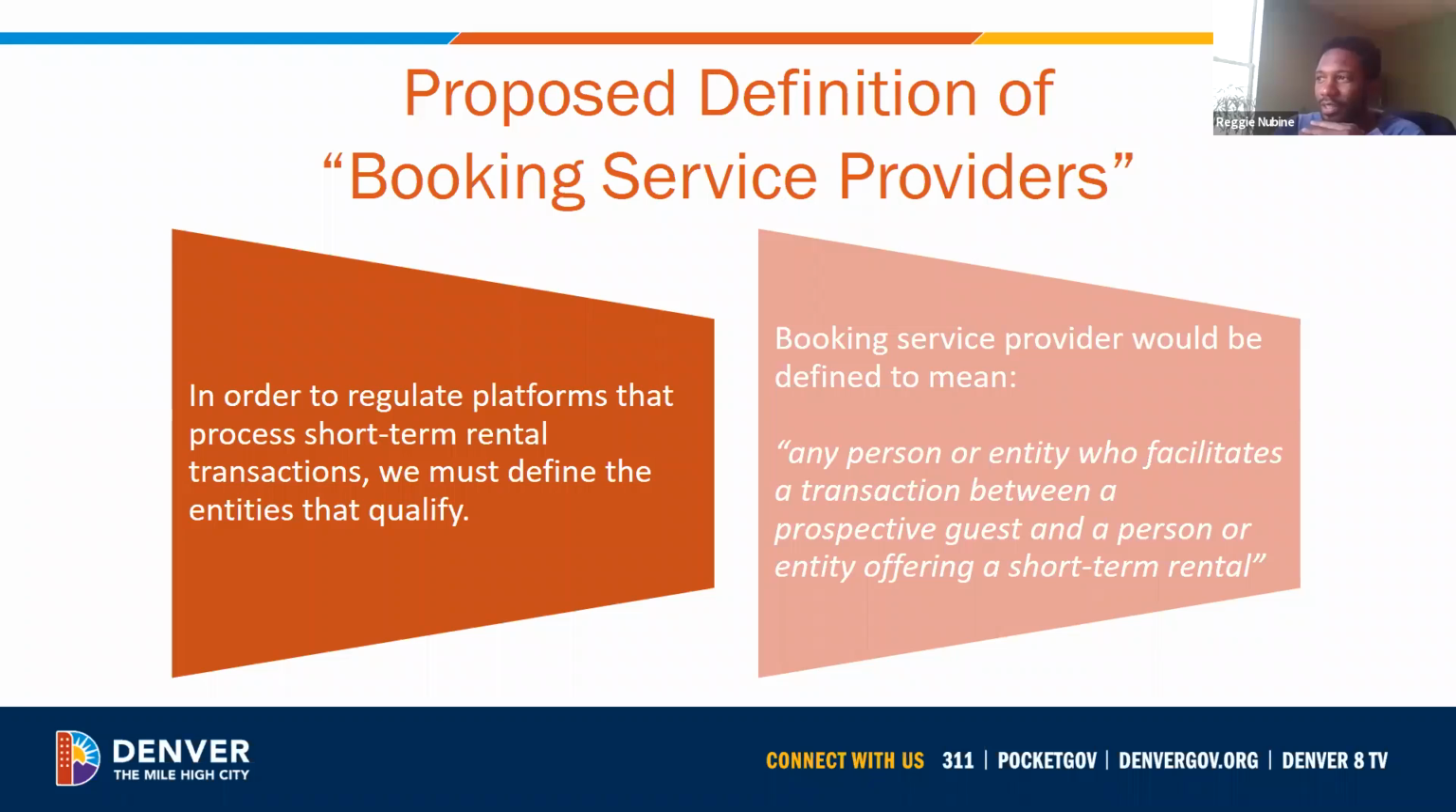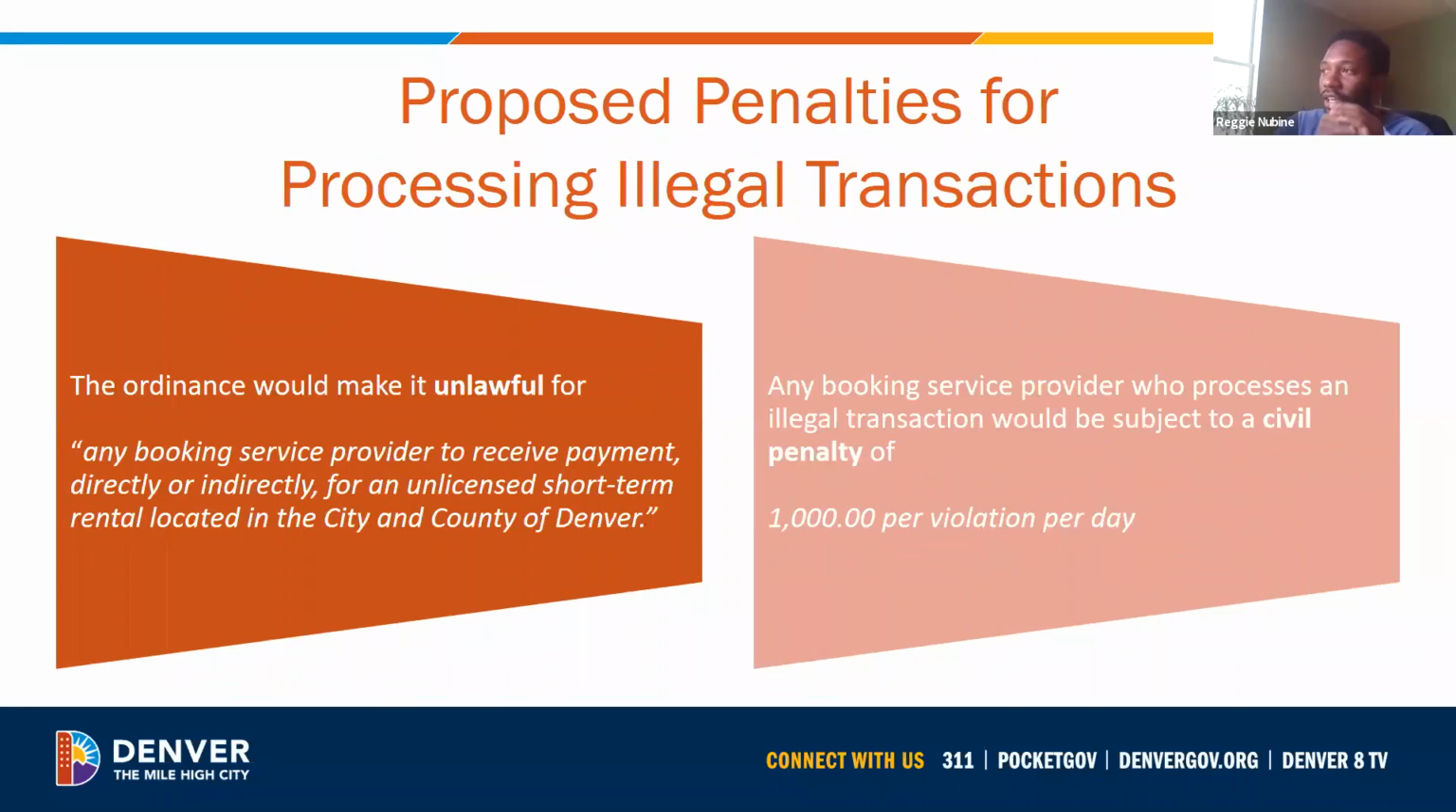So I can answer that question a different way. The only thing that the ordinance is putting on the booking service providers is this unlawful act, and it says that it's unlawful for a booking service provider to receive payment directly or indirectly for an unlicensed short-term rental located within the city and county of Denver. So it's the unlicensed piece.